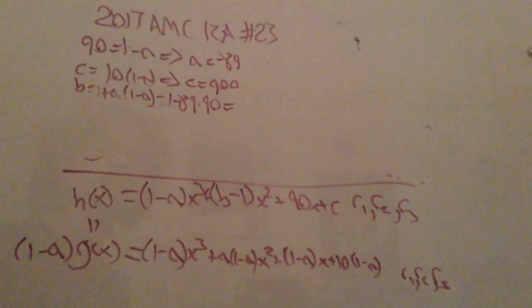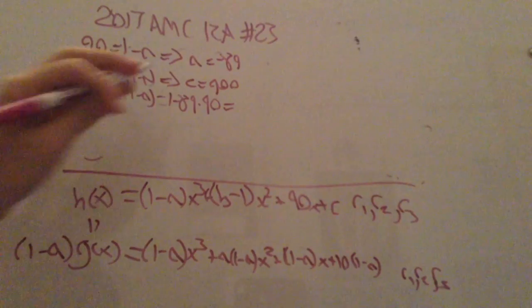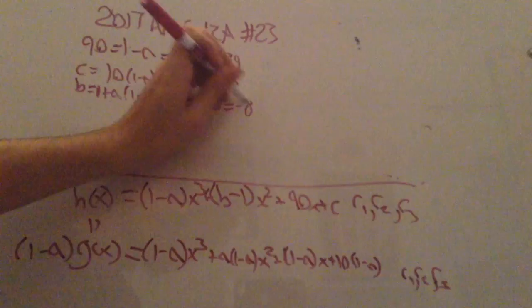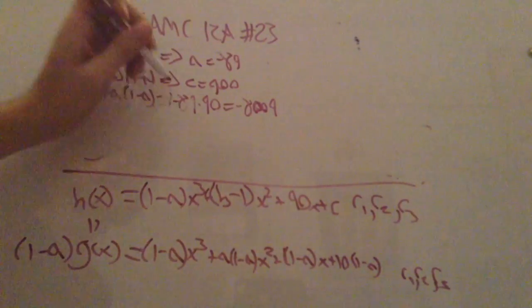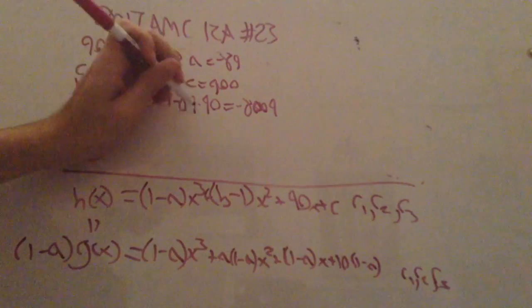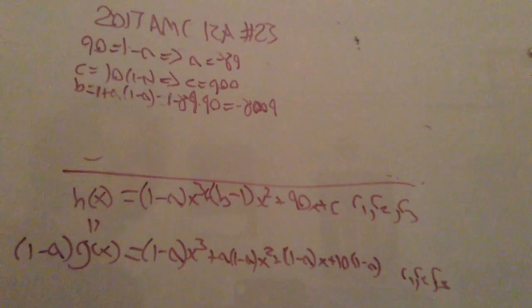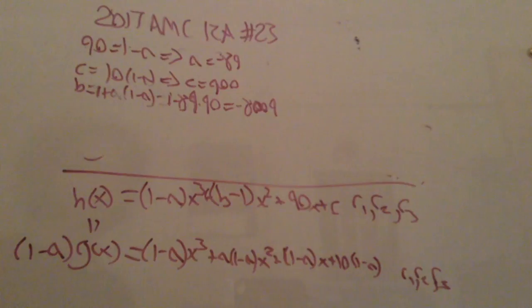Now, 89 times 90 is 8,010. So b minus 1 is negative 8,010, and we can just add 1. We get b equals negative 8,009. Pardon my writing. Society was not built for left-handed people. So we've got all three of these variables, but none of them are the solution.